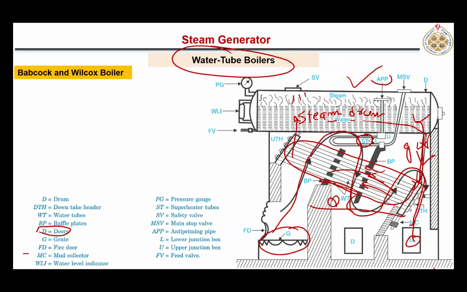This is the same anti-priming pipe, right? So whatever steam is leaving is first flowing through this anti-priming device. So liquid water is separated, only saturated steam is flowing through this tube. What is this tube? That is a superheater. So once the steam gets superheated, then finally it leaves through the main stop valve, MSV, to the turbine or wherever it is required.